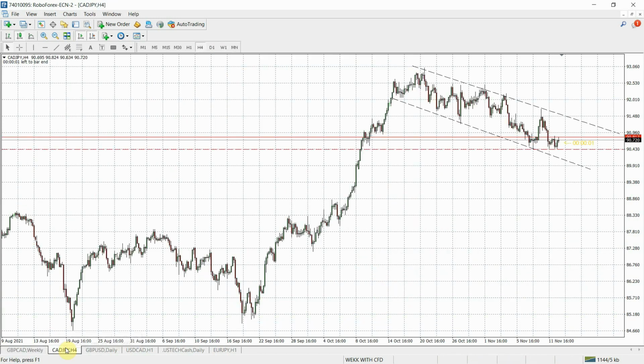Moving on to the CADJPY, we're still trading the nice trend that we had since last week. We spoke about the entry at this point, and price exactly tested it, got us in, and right now we are trailing in profits.